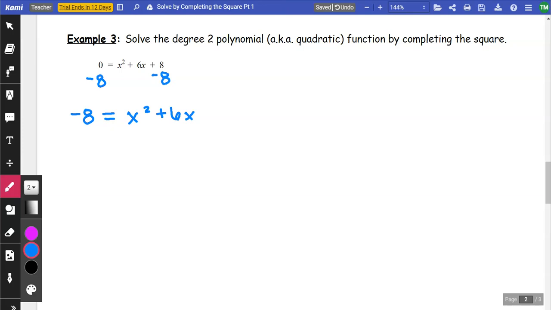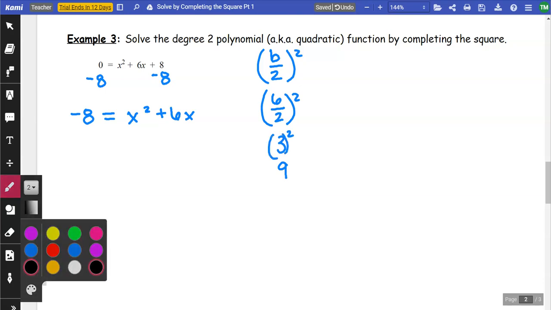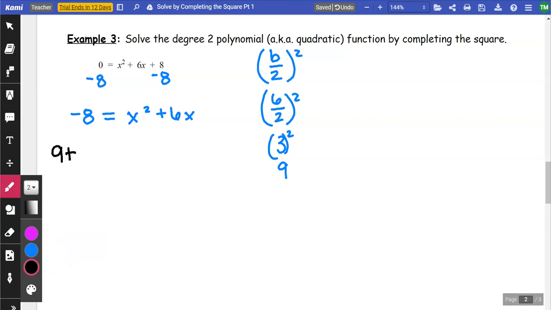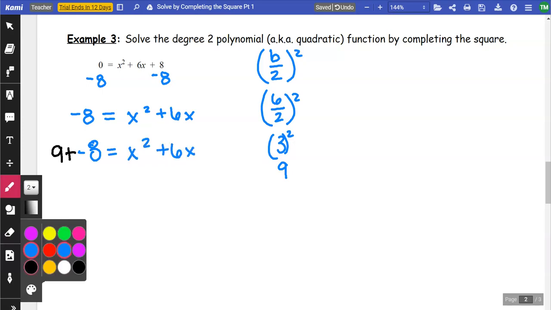Now to figure out what to add to both sides, we have to do the b divided by 2 squared. So why don't you do that real quick? So what you should have found, since b is 6, 6 divided by 2 squared is 3 squared, which is 9. So we are going to add 9 to both sides. So 9 plus negative 8, equals x squared plus 6x, and then you're going to add 9 to that side. What you do to one side, you have to do to the other. So what's 9 plus a negative 8?